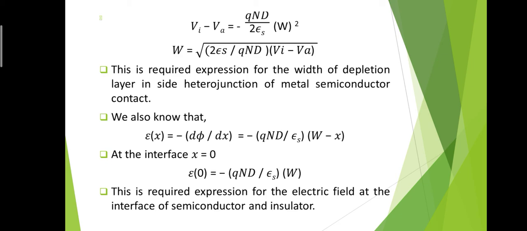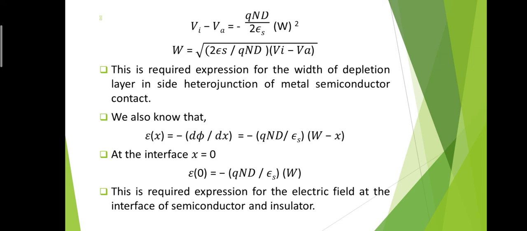But we consider all these things at the interface, that is at x equal to 0. So substituting x equal to 0, we get the electric field at x equal to 0, which is given by epsilon of 0 is equal to minus q N D divided by epsilon s into W. So this is the required expression for the electric field at the interface of the semiconductor and insulator. So from the electrostatic analysis we are able to find the depletion width W, and also the electric field at the interface.